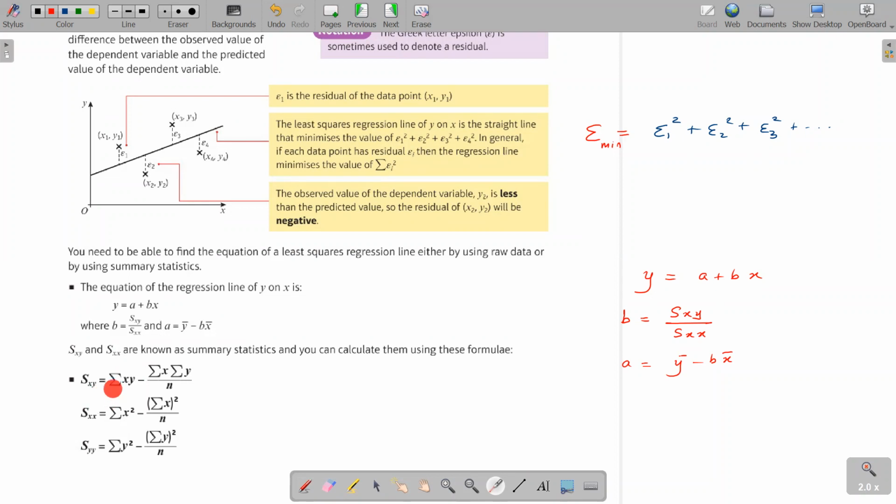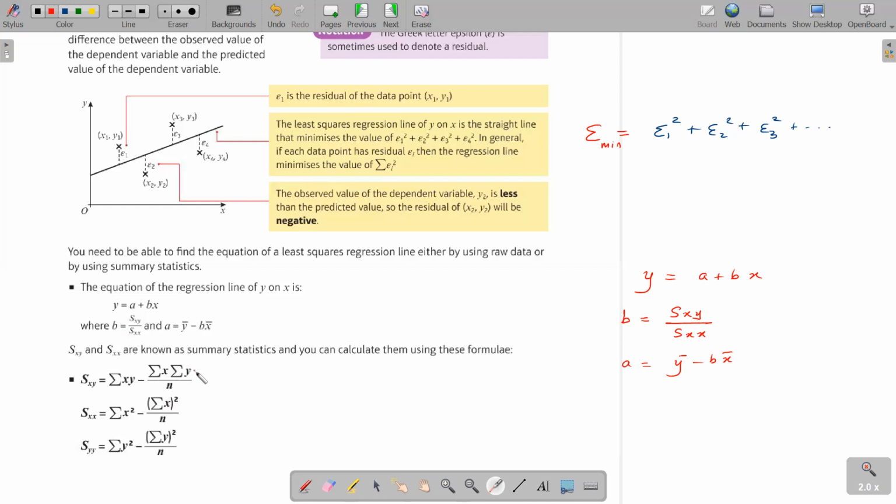Sxy is given as sigma xy minus sigma x sigma y over n. Sxx is given as sigma x square minus sigma x whole thing square over n. And Syy is sigma y square minus sigma y whole thing square over n. Don't worry about this. When you look at this, it might look a little big and scary, but it's not at all difficult. It's really easy. You just have to plug in your data points into these equations. I'll show you how to do that.